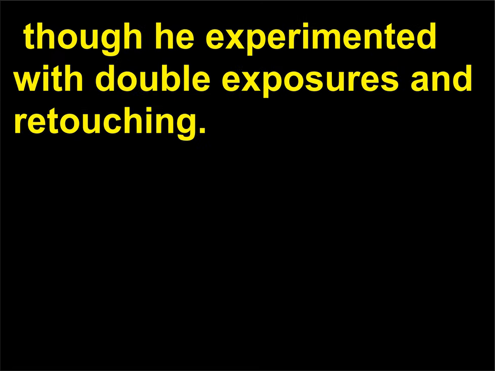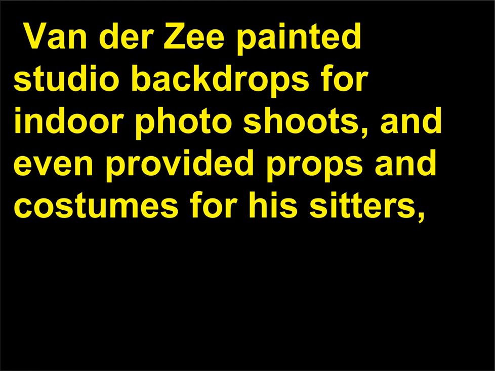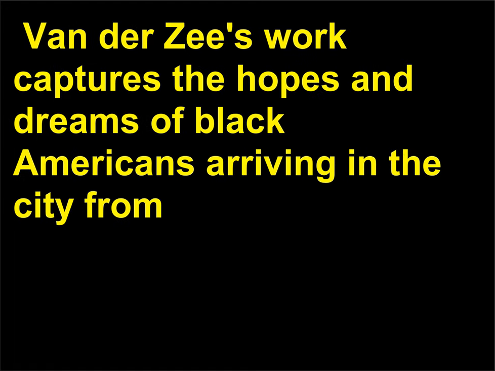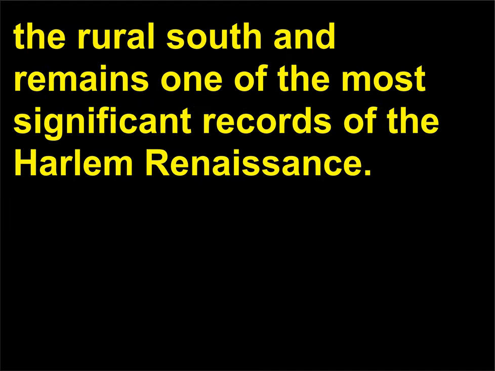Though he experimented with double exposures and retouching, van der Zee painted studio backdrops for indoor photo shoots, and even provided props and costumes for his sitters, often commemorating important life events such as weddings or family gatherings. Van der Zee's work captures the hopes and dreams of black Americans arriving in the city from the rural South and remains one of the most significant records of the Harlem Renaissance. His collected works are now held at the Museum of Modern Art in New York.